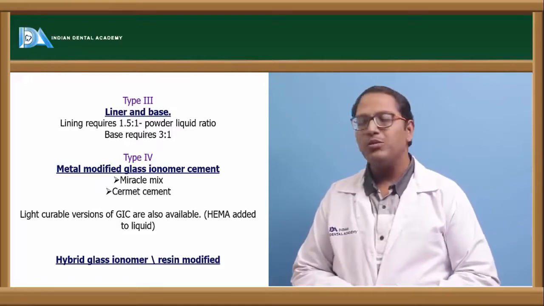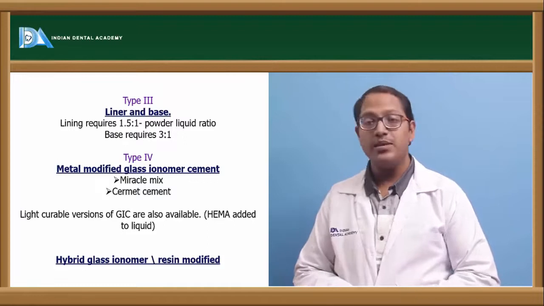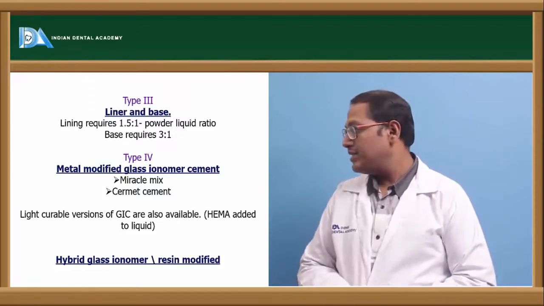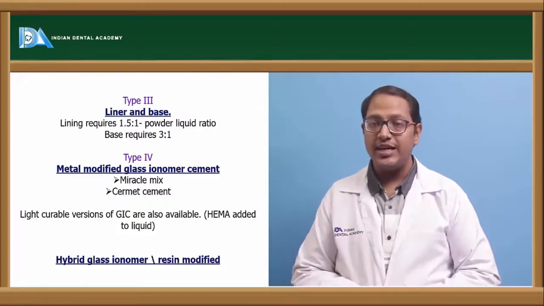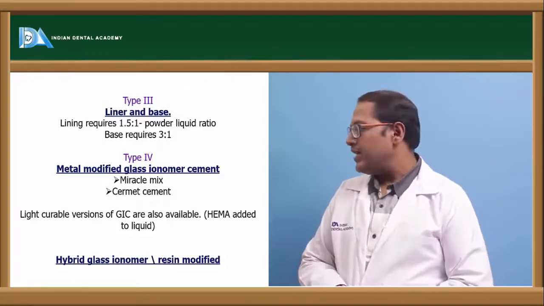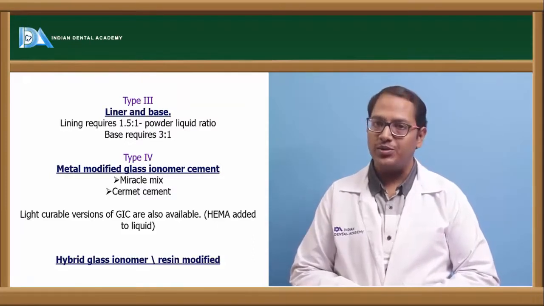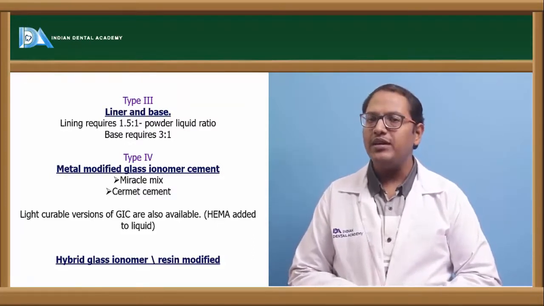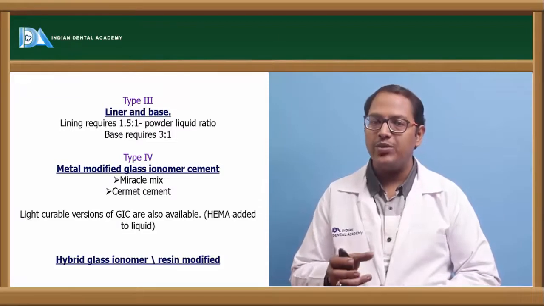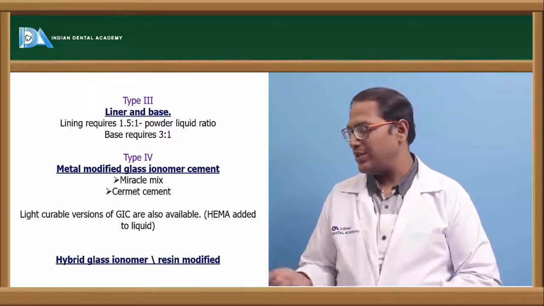Type 4 is metal modified glass ionomer cement, that is miracle mix. We have Cermet cement. We have light curable varieties of GIC resins as well. Then hybrid glass ionomers, we have resin modified glass ionomer cements. In resin modified cements, the matrix resin has been added.